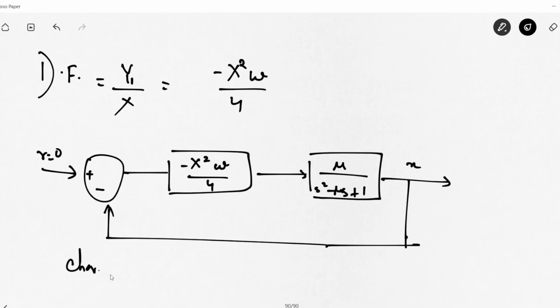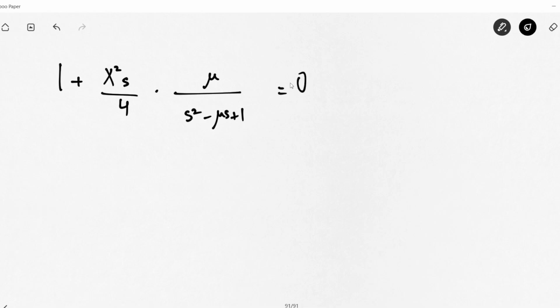the characteristic equation of the system is 1 plus g of s into n of x equal to 0, right? Where 1 plus, N(x) is x square, instead of omega we write s now, divided by 4 into mu divided by s square minus mu s plus 1 equal to 0. On solving this, we get s square minus mu s plus 1 plus s mu x square divided by 4 equal to 0.